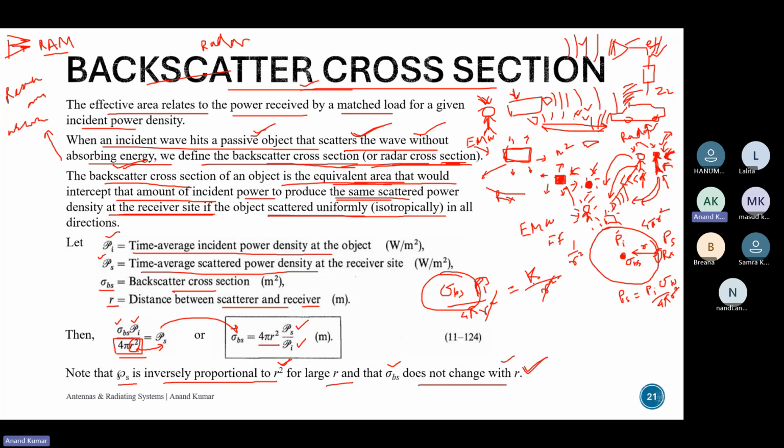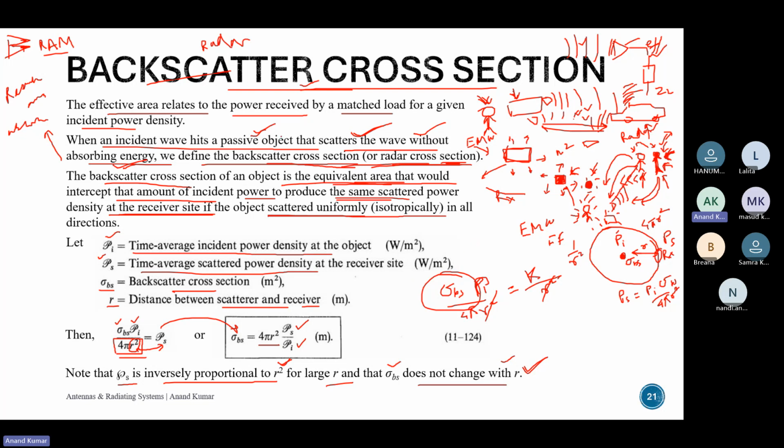So I'll pause over here. If there are questions on radar cross section of an object. Okay, so we'll proceed then.